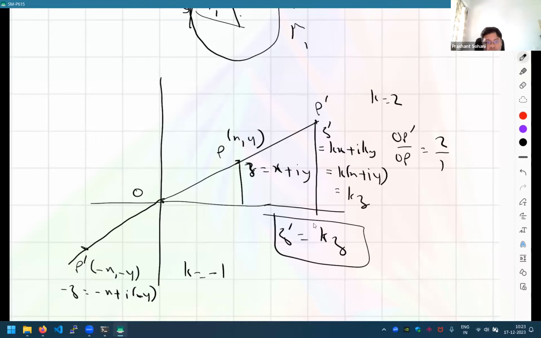If I put k equal to zero, then my entire plane is going to collapse to the origin, right? All the points of the entire plane are going to suddenly come to the origin. So that is not a very interesting operation, obviously, but technically it is also homothetic.